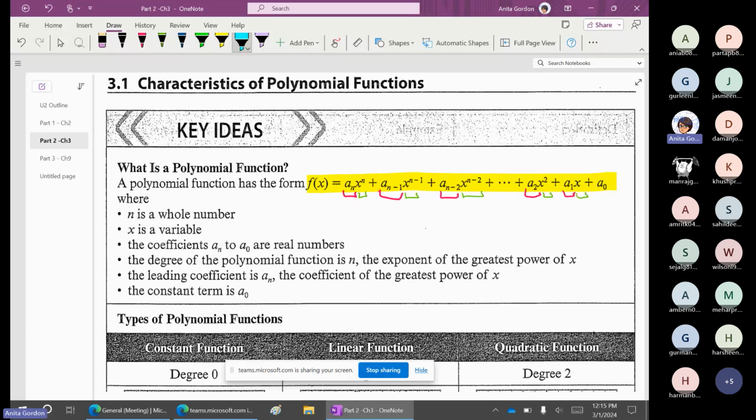One of the things that you need to also remember when identifying a polynomial function is that the exponents must be whole numbers. What does whole numbers mean? Natural numbers, what does that mean? So 1, 2, 3, ... What else?